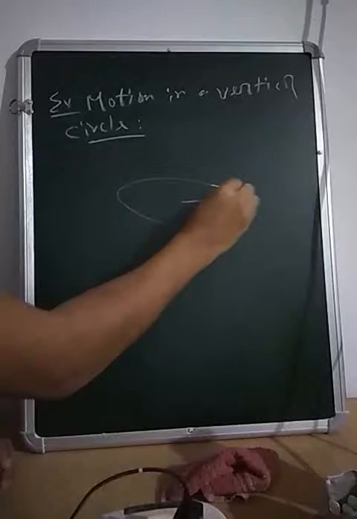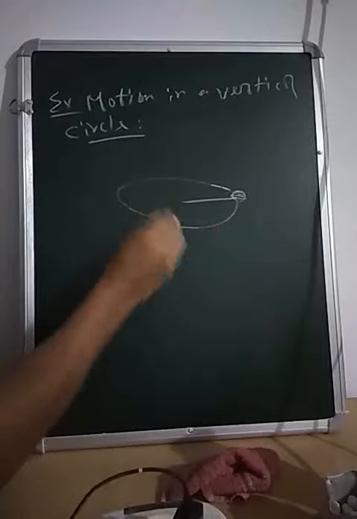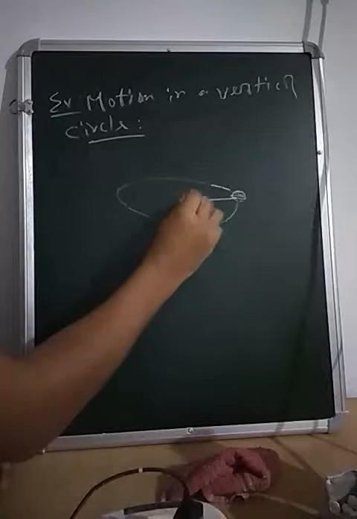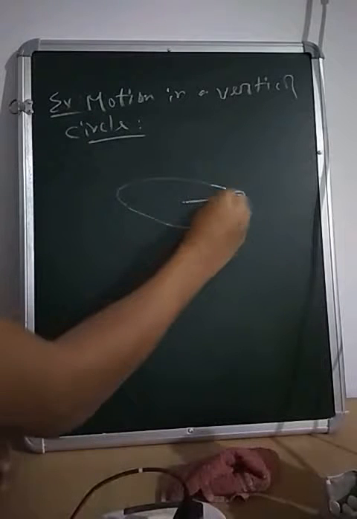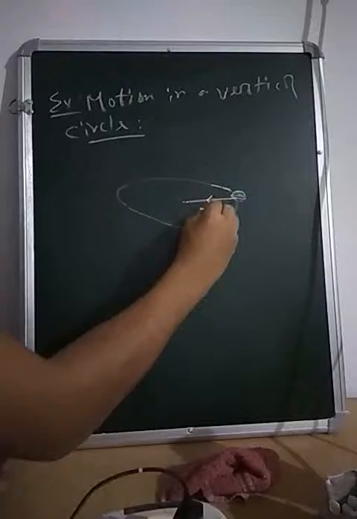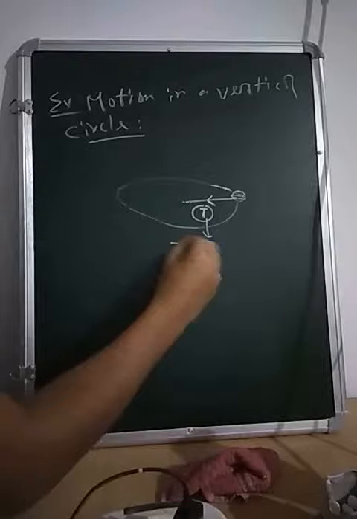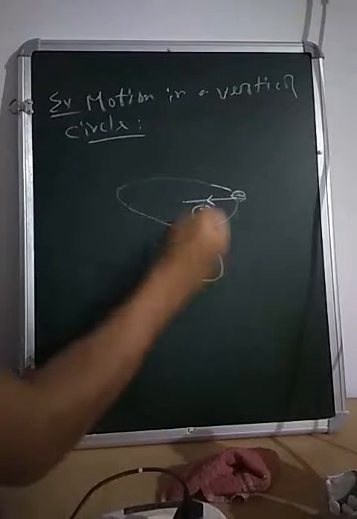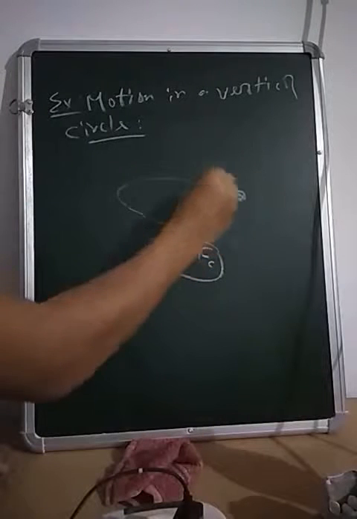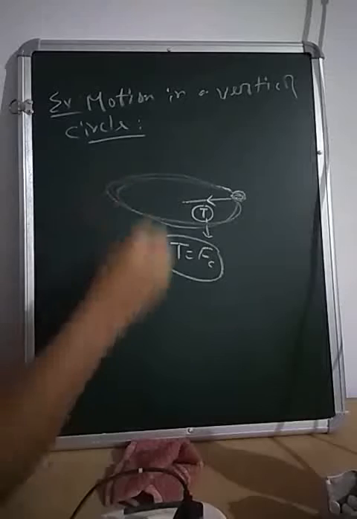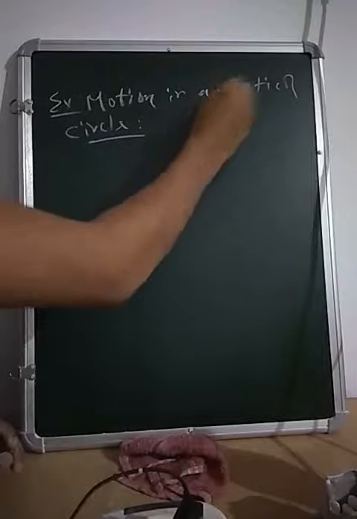In the earlier example, we rotate the stone by holding the other side of the rope in a horizontal circle. Okay. So here the centripetal force is exerted by the tension in the rope. Tension will be equal to centripetal force in this case, for rotating a stone in a horizontal circle. Now this example is for the motion of a body in a vertical circle.